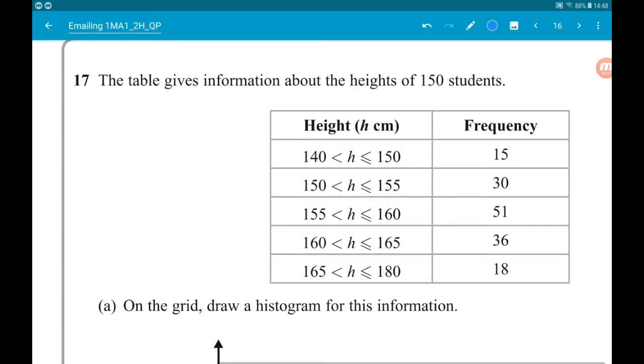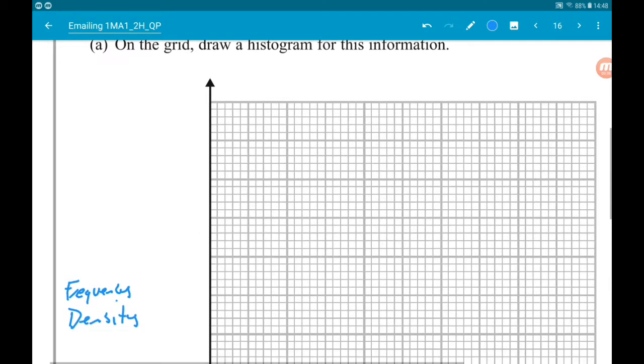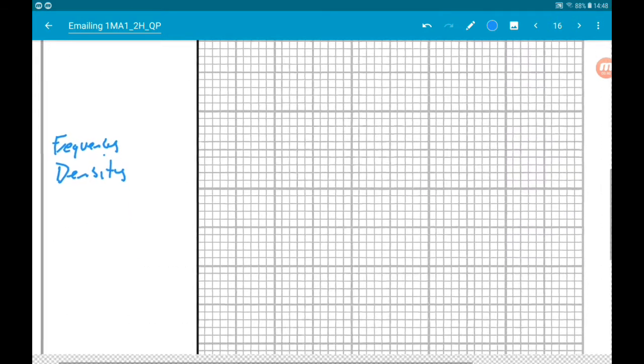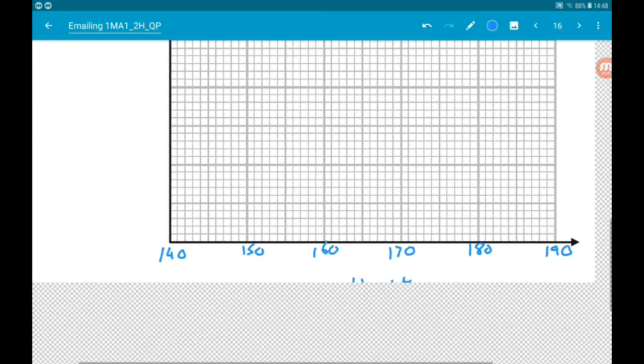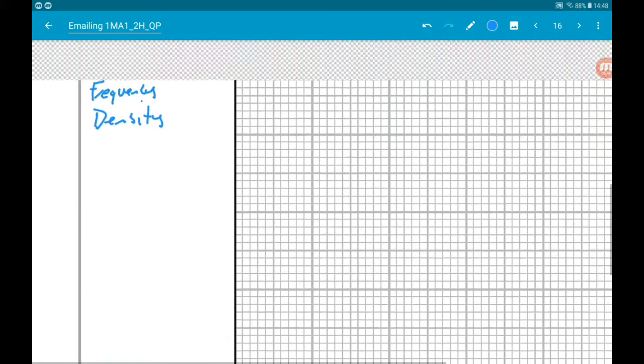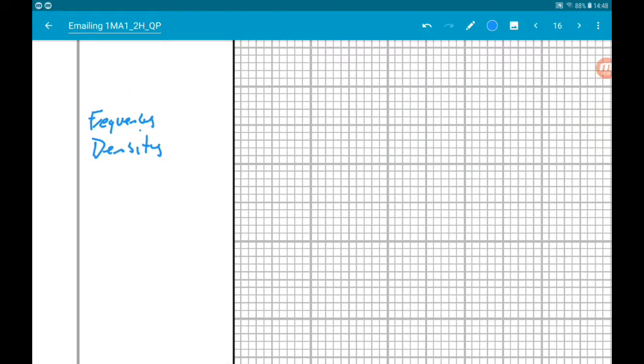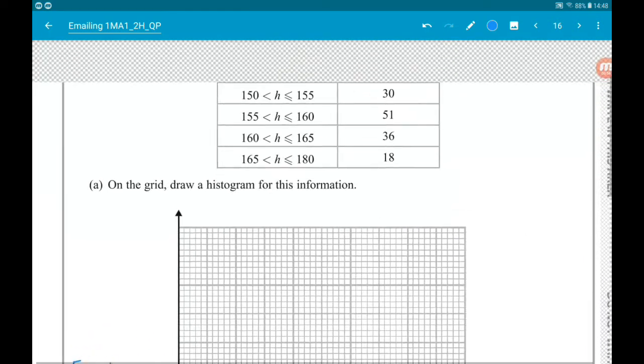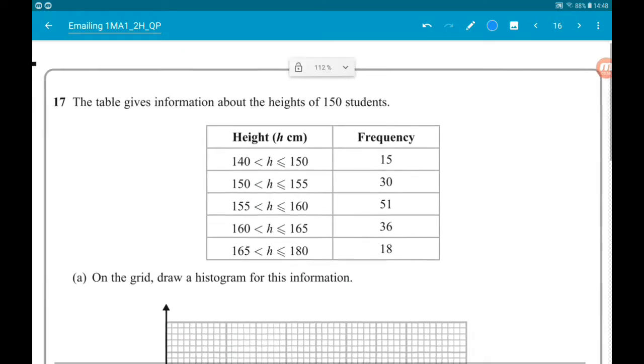Okay, so they've given us a completely blank grid. What I've done already, I've put the scale in along the bottom and labelled it height, and frequency density up the side, which we don't yet know a scale for. So that is what we need to do for each interval.